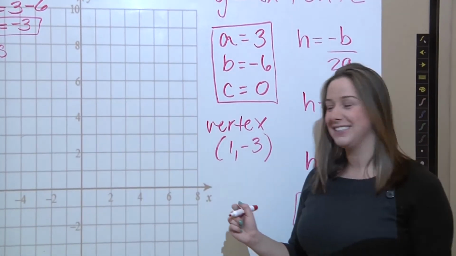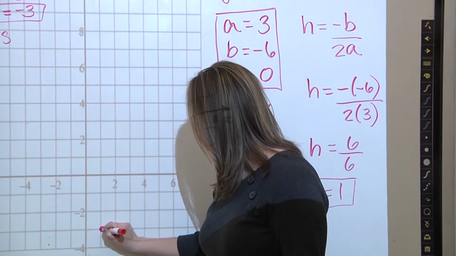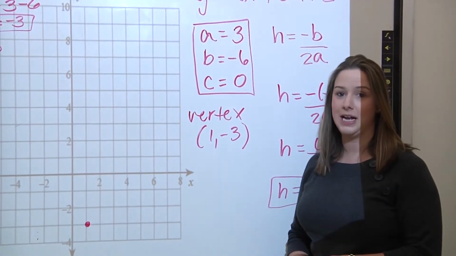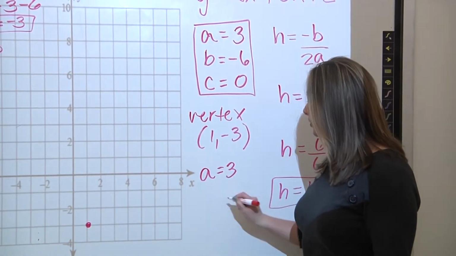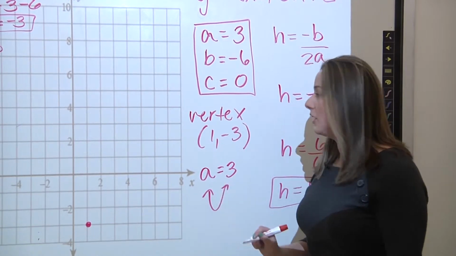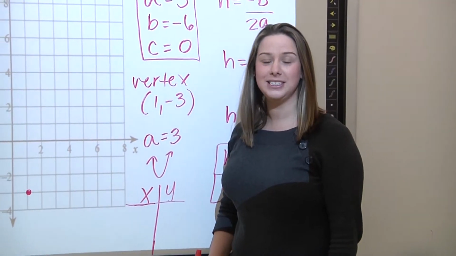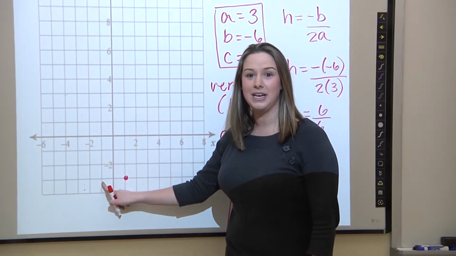Let's plot the vertex. My next step is to understand if it opens up or down based on the a value. Here, my a value is 3. So this parabola is going to open up. Let's build a table. Let's select 2 points to the left or 2 points to the right. In this case, let's use 0 and -1.